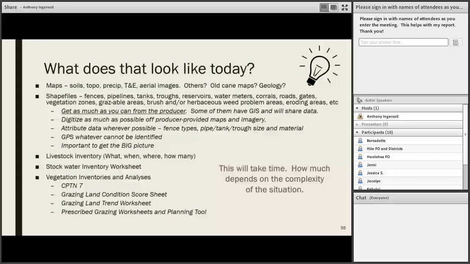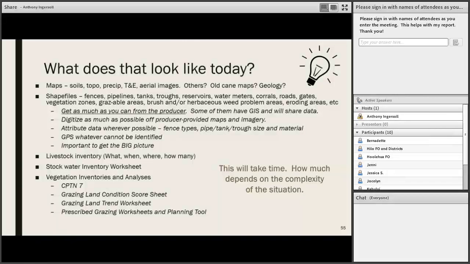And as you're building this database, whenever possible, stick information in that attribute table. If you can stick in there, for example, what your fence type is, if there's differences between barb and woven, it's particularly related to the water system. If you can populate that table with what type and size of pipe you might have, or the tank capacity or trough size, material, all of those things will come in really handy when you're trying to analyze their water system, if water is an issue, or if you later discover water is an issue.